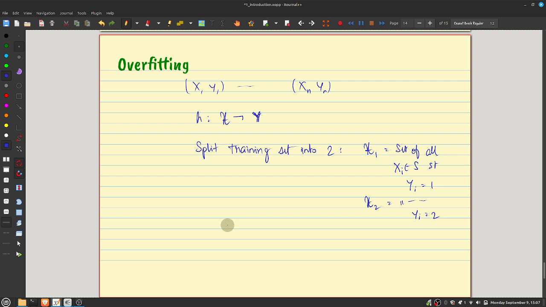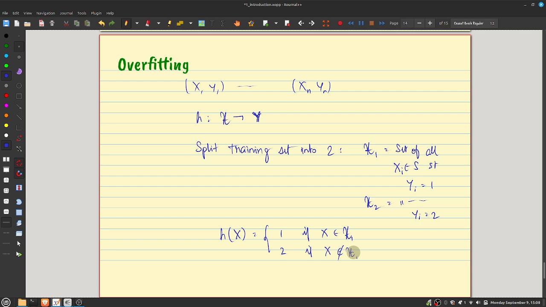So one choice of H. If I see a new observation x, then you declare H of x to be equal to 1 if x lies in x1, and equal to 2 if x does not lie in x1. Equivalently, I could define it the other way around. So declare that it's equal to 2 if x is in x2 and 1 otherwise.